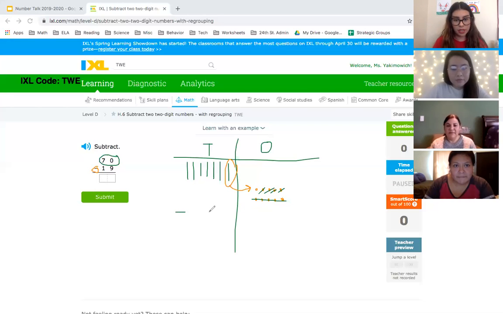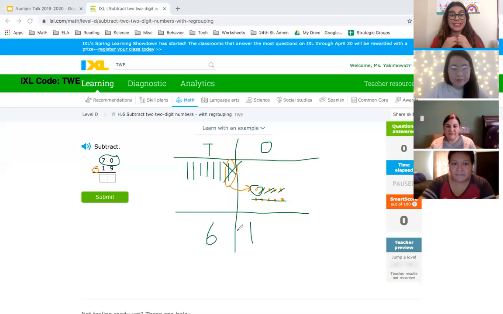Oops, that was a little sloppy. I'm going to erase it and try again. Okay, so I have 1. And then remember, I don't have this anymore because we had taken it apart and made 10 ones. We decomposed that 10 rod and we made 10 ones in the ones place. So now I have 1, 2, 3, 4, 5, 6 tens. So altogether, I have 61. So 70 minus 19 is equal to 61.